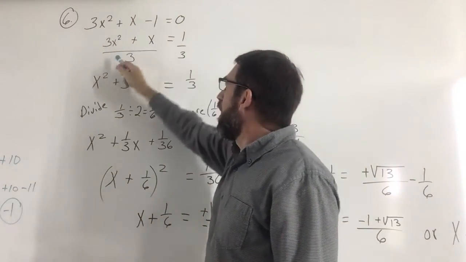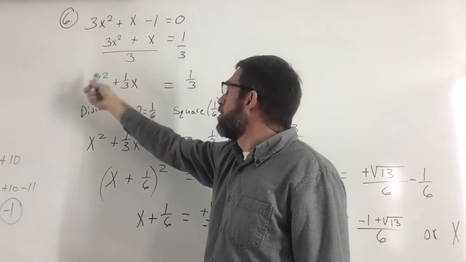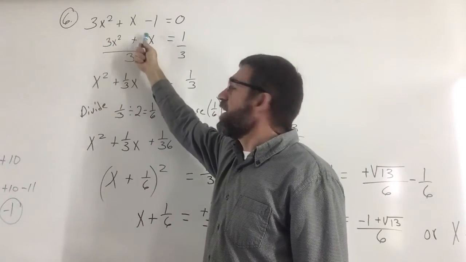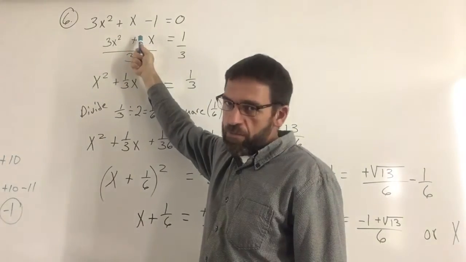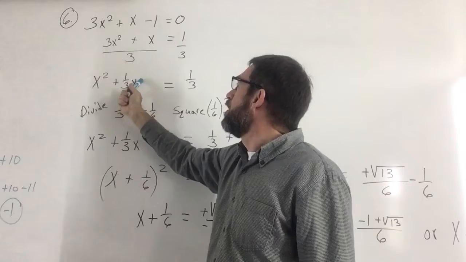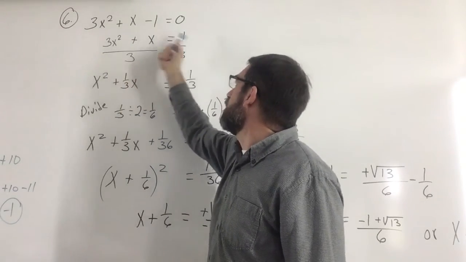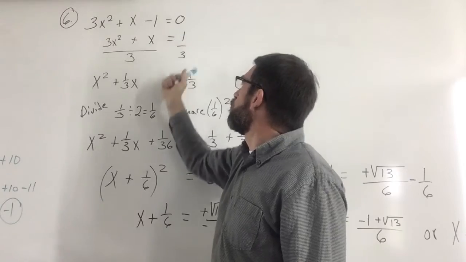And then I divided everything by 3. 3 into 3x squared makes x squared. 3 into x, now this is a 1, okay? Remember, there's supposed to be a 1 there, so that makes 1/3 x. And then, of course, you got done on this side. If you divide on this side, you got to divide on this side. So this makes 1/3.